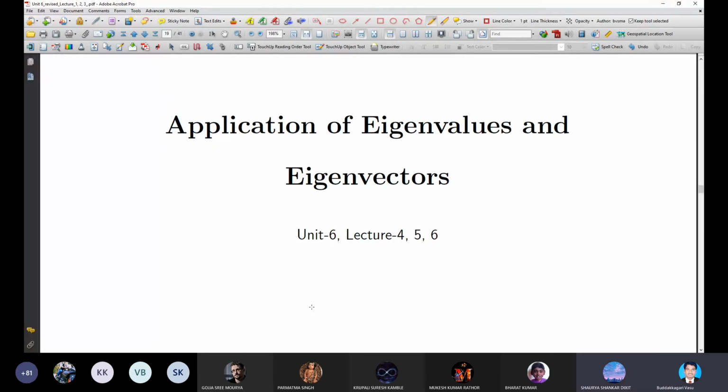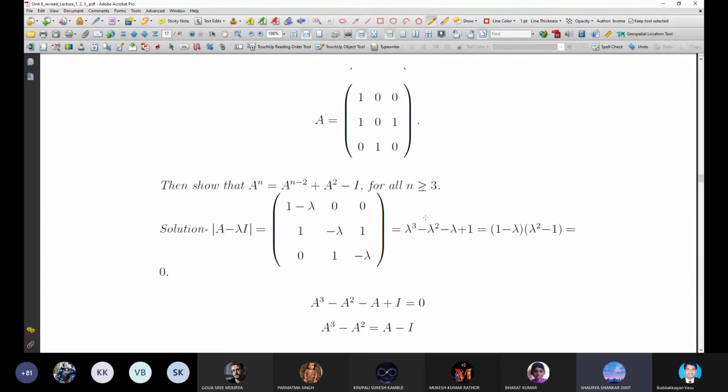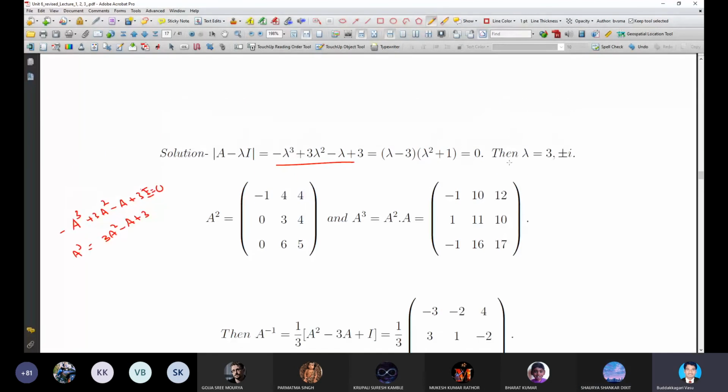Sir, in that spectral radius, how can we say that it is 3, sir? Because the other ones are complex. What is the maximum value in that? Sir, but the others are complex, so we can't take them. Complex values cannot be taken, only real values. Spectral radius is a distance, so it must be real.